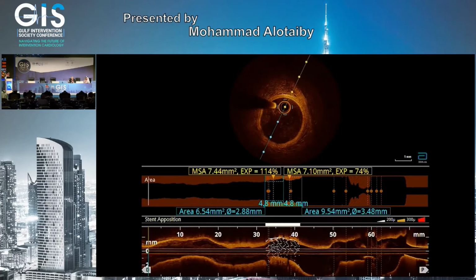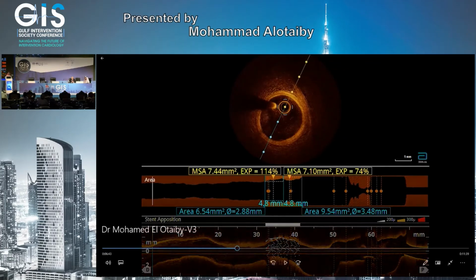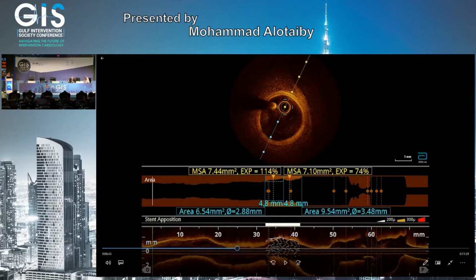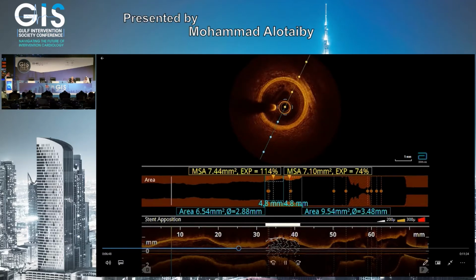Now this is the pullback of the OCT. You see distally there is no lesion. Nicely you see the external elastic lamina, a normal architecture on OCT. Go on, please. And you will see the healed stent, which was a few months old.